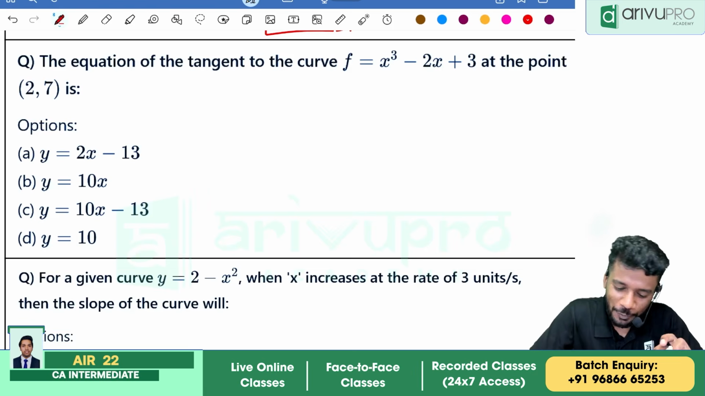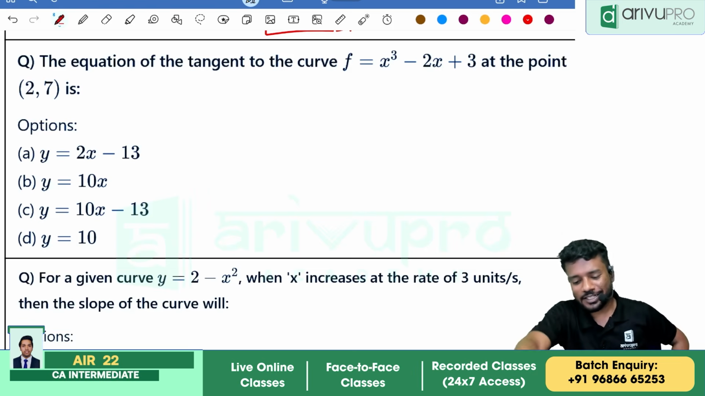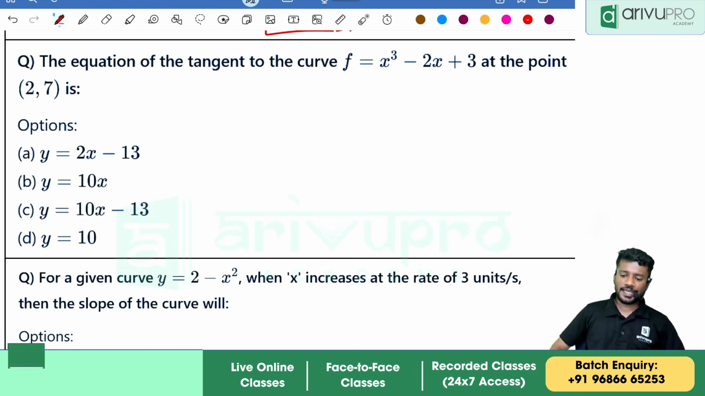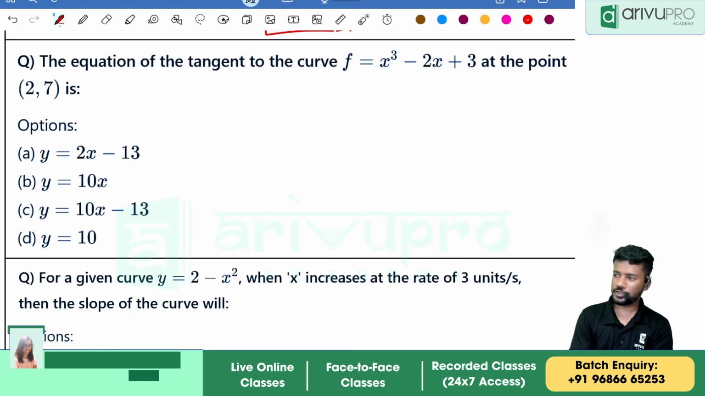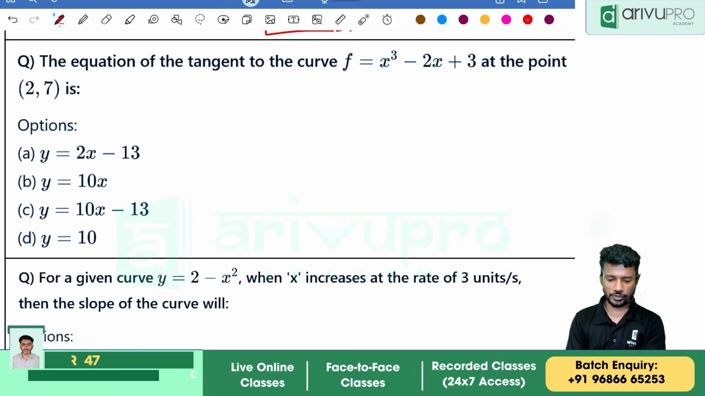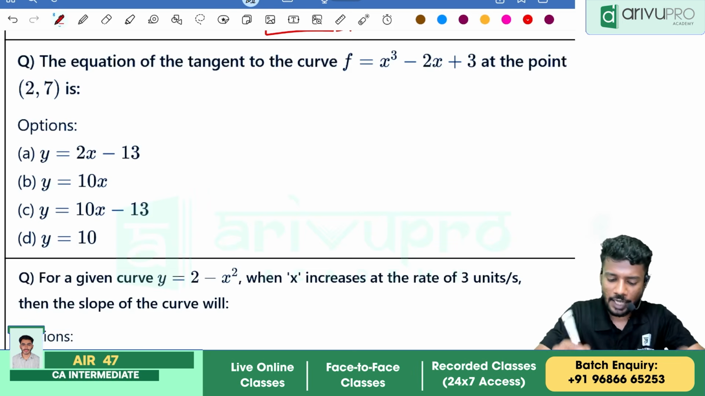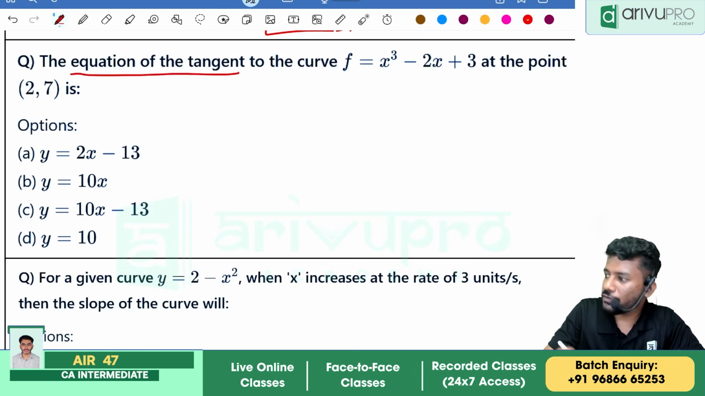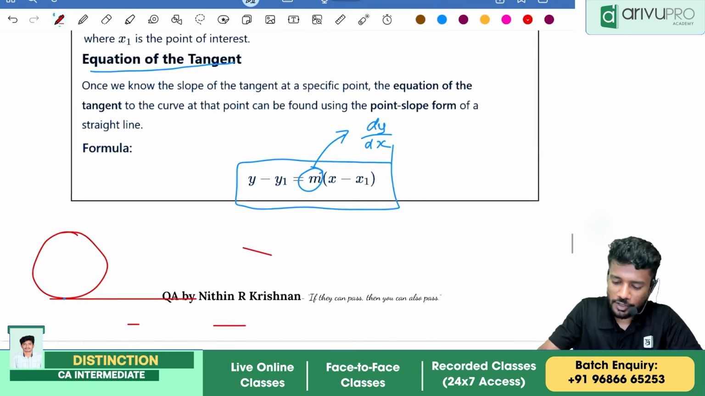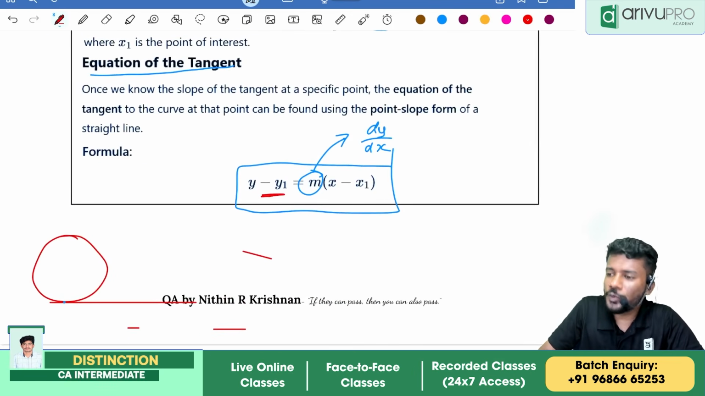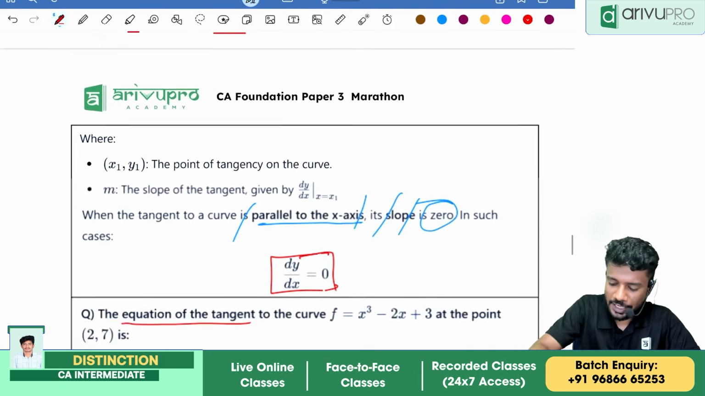Now, equation of the tangent to the curve f is equal to x cube minus 2x plus 3 at the point 2 comma 7. How to do this? They are asking for the equation of the tangent. Do you know the formula for equation of tangent? It is y minus y1 is equal to m into x minus x1.